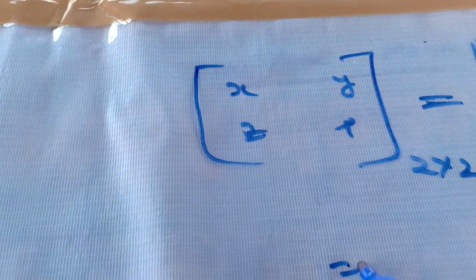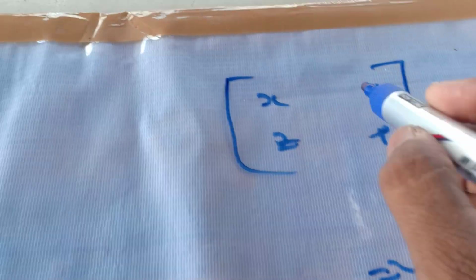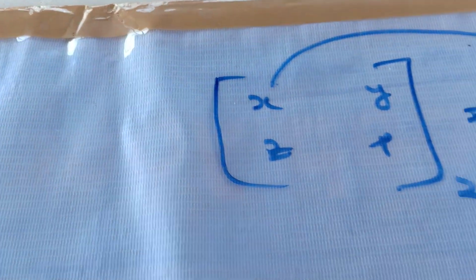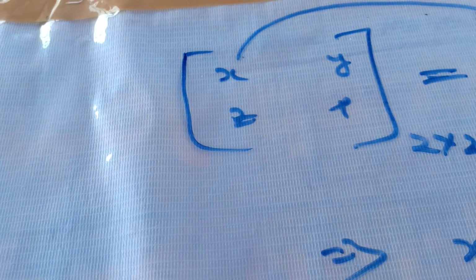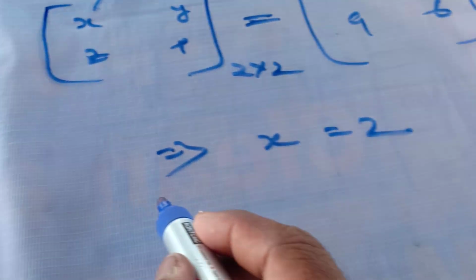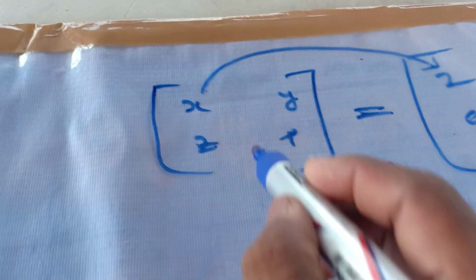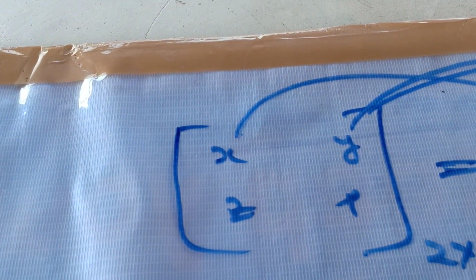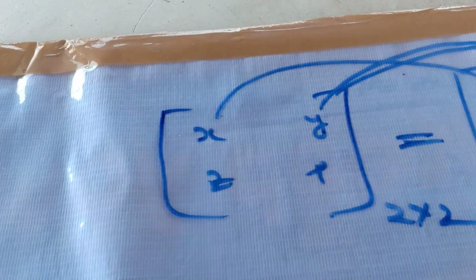So here you can write, it implies that X, the first row first column element, is equal to the first row first column element of the second matrix, that is 2. Similarly, the first row second column element, Y, is equal to 7.